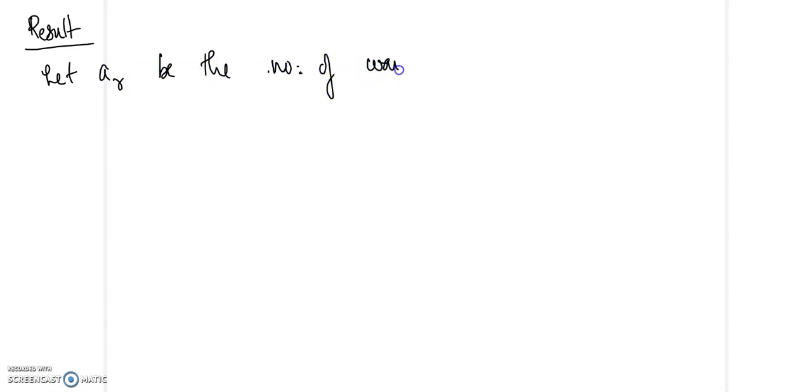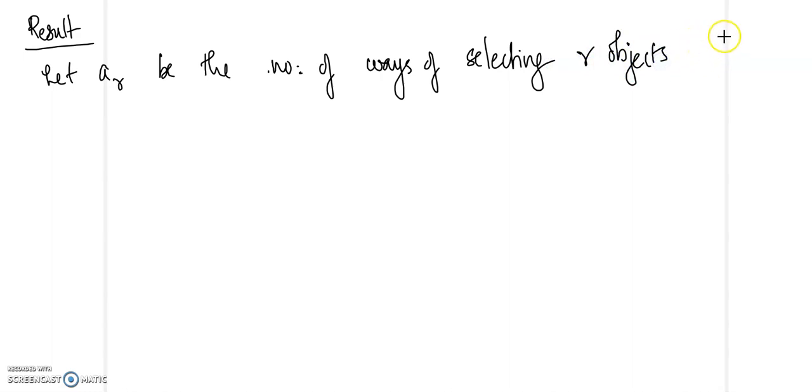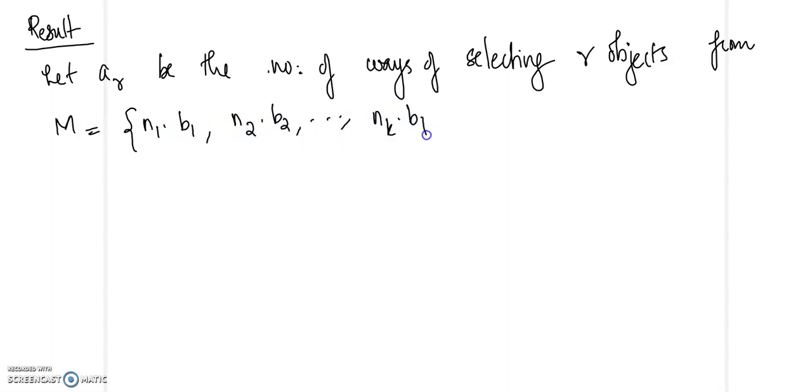So let us write it as a result. If you have a general multiset, let us write the expression for the generating function. So let a_r be the number of ways of selecting r objects from the multiset M equal to {n1·b1, n2·b2, and so on up to nk·bk}.